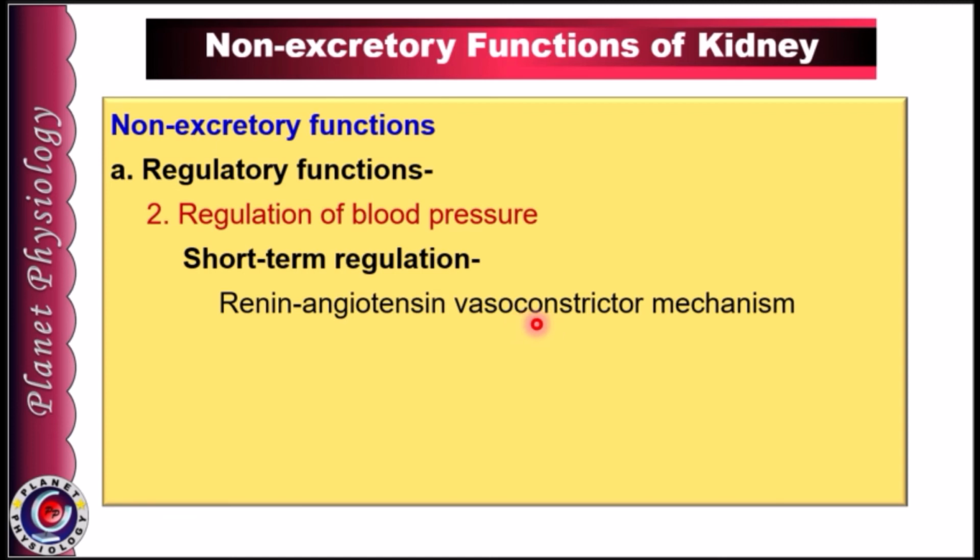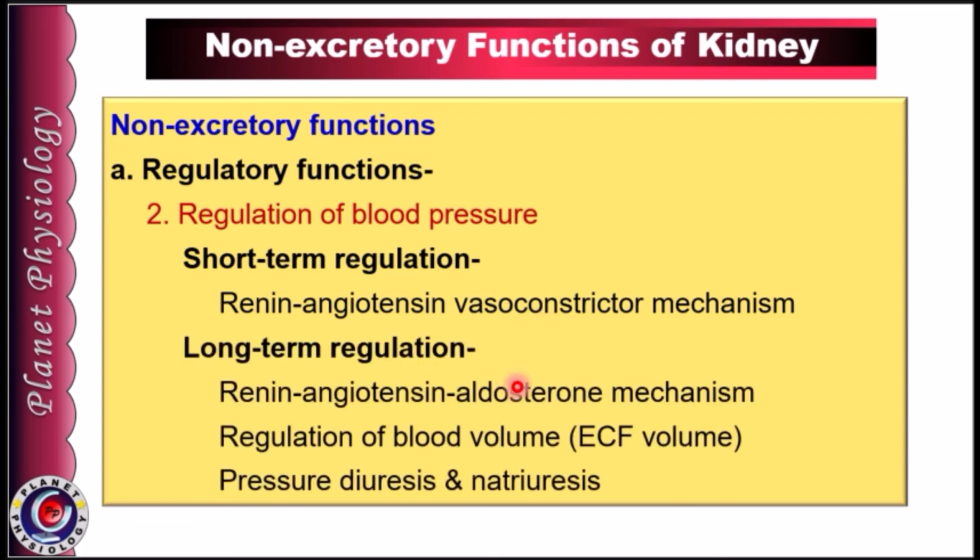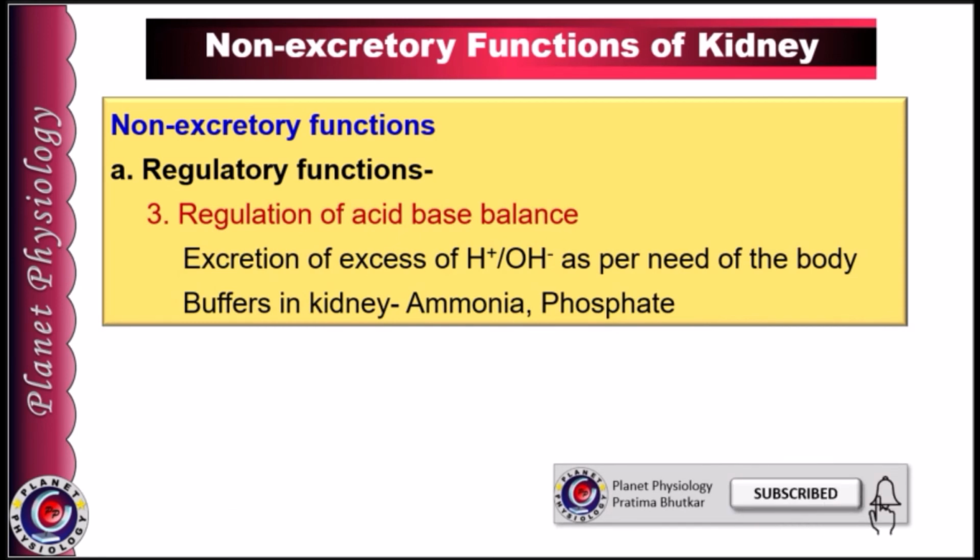Vasoconstriction by angiotensin II to increase blood pressure is part of short-term regulation, while release of aldosterone by angiotensin II and then its effect to regulate blood volume is part of long-term regulation of blood pressure. Kidneys also excrete excess of water and sodium by the processes called pressure diuresis and pressure natriuresis. These processes reduce excessive blood volume and hence regulate blood pressure, and this is also part of long-term regulation of blood pressure.